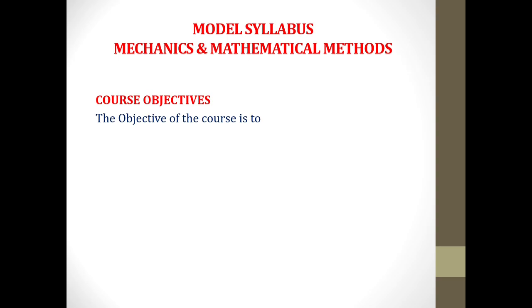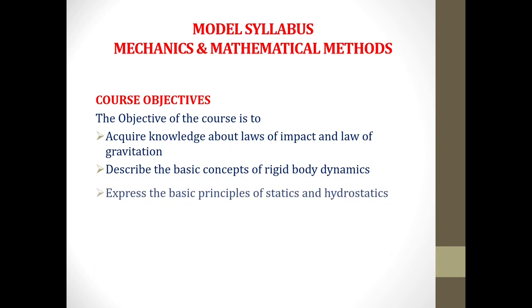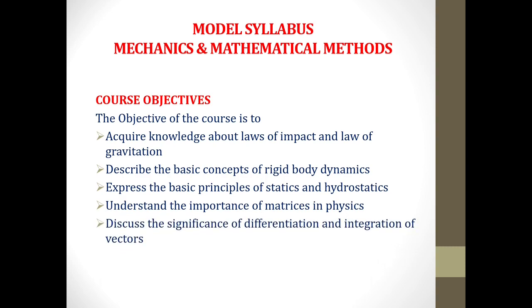The paper name is Mechanics and Mathematical Methods. The objective of this paper is to instill knowledge about laws of impact and laws of gravitation, to describe the basic concepts of rigid body dynamics, basic principles of statics and hydrostatics, to make the students understand the importance of matrices in physics, and to discuss the significance of differentiation and integration of vectors. So this course objective is written based on the content of your syllabus.